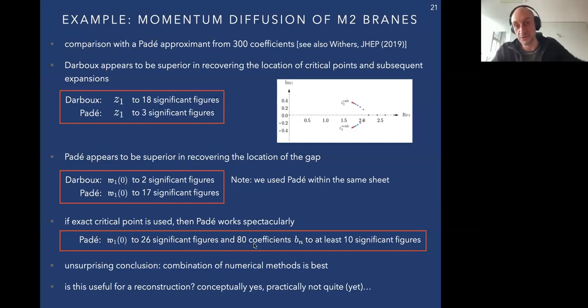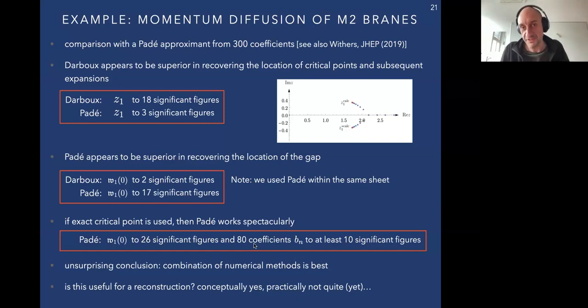So the unsurprising conclusion is that you should try different methods. If you know the critical point, then Padé is great. But the problem is that with Padé, the determination of the critical point is really poor. So usually that kind of precludes you from being really good at subsequent steps. So that's sort of my impression of the methods for now.